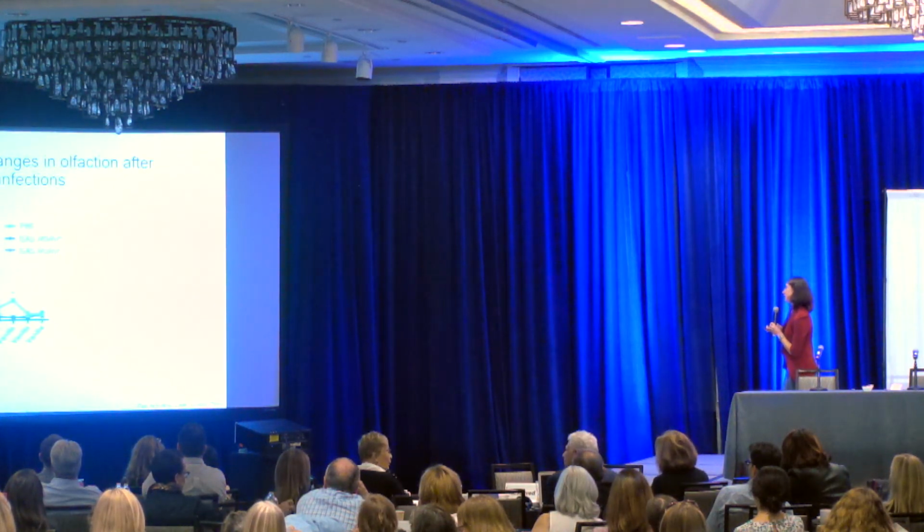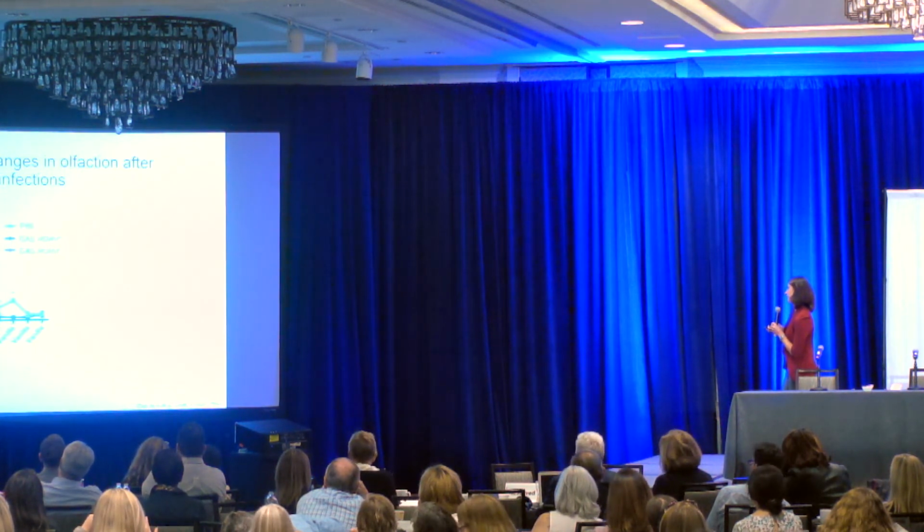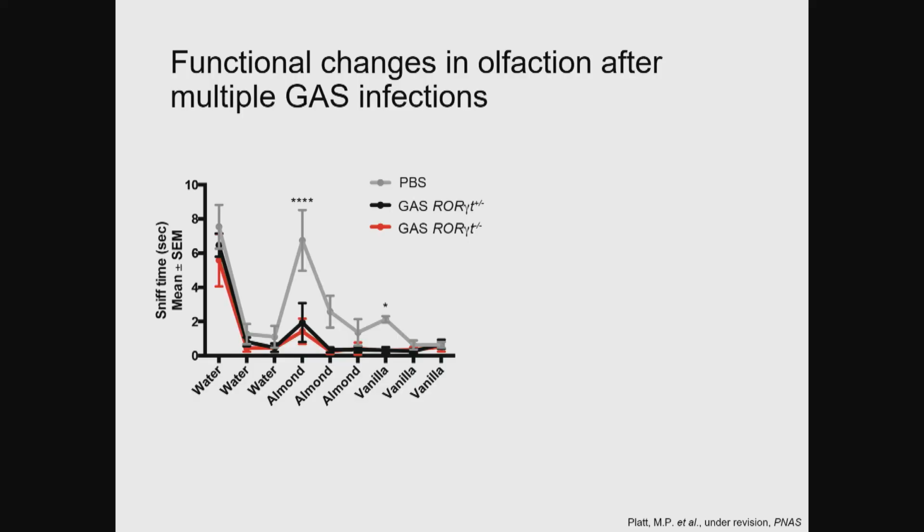But interestingly, strep-infected mice here in black and in red can barely detect any odor, and they certainly can't differentiate between new odors, whereas the PBS mice that were not infected can, indicating that these mice are somewhat anosmic and that their sense of olfaction is impaired. And I was like, oh my God, this is great. More neuroscience.